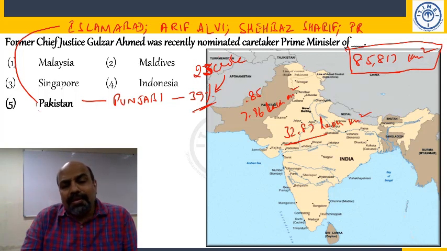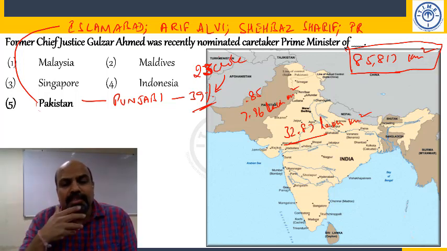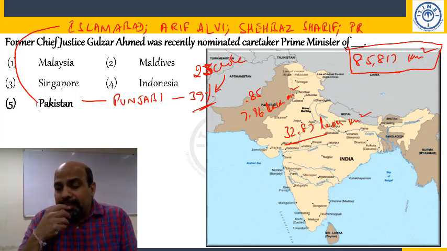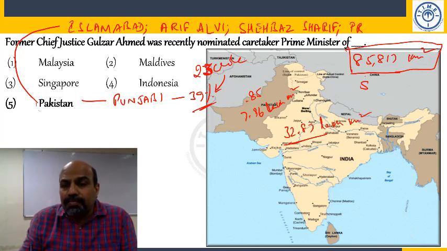So we looked at the language part, the territory part, the ethnicity part. What's the Pakistani GDP like? Pakistan's GDP is $286 billion.